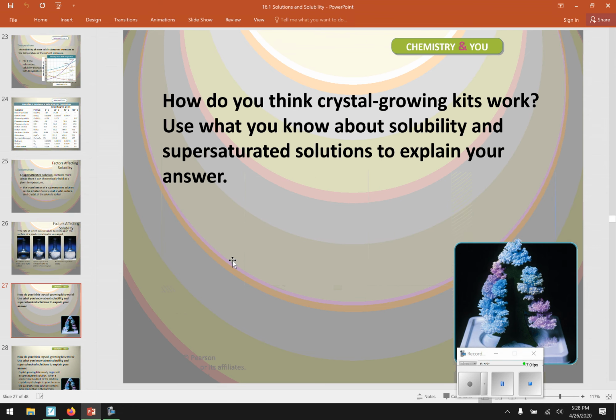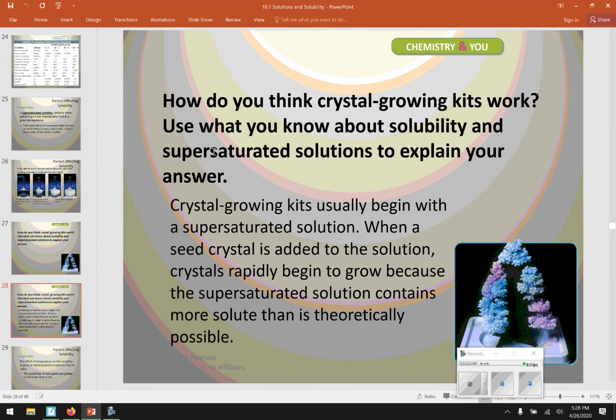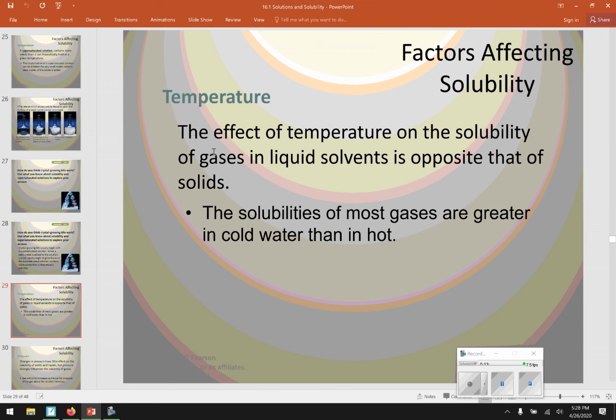If you've ever seen one of these crystal growing kits, that's how they work. They start with a supersaturated solution, and then you disturb them by pouring them onto one of these little stands, and they crystallize very quickly and grow. So that's a little bit about solubility, supersaturated, saturated, and unsaturated solutions.